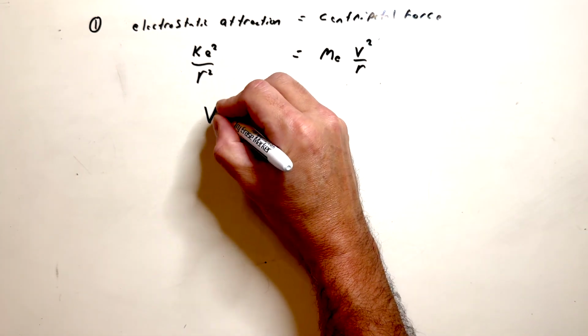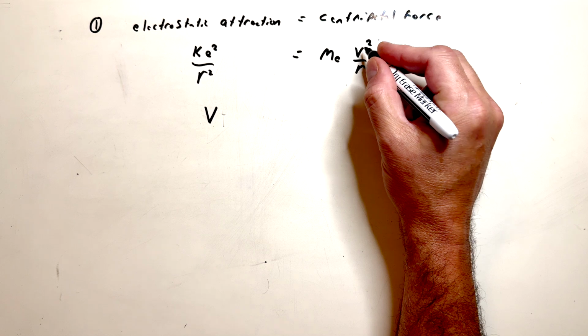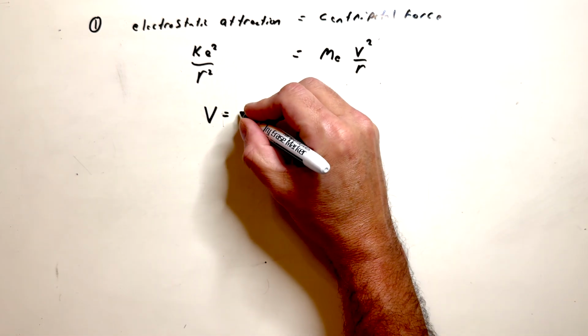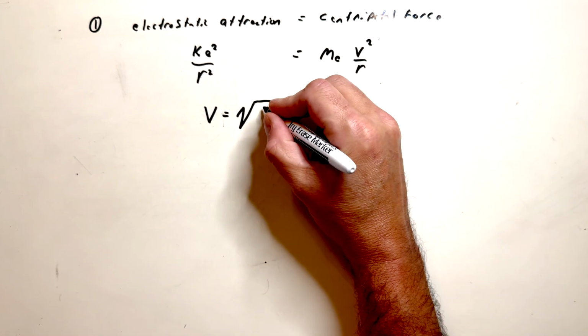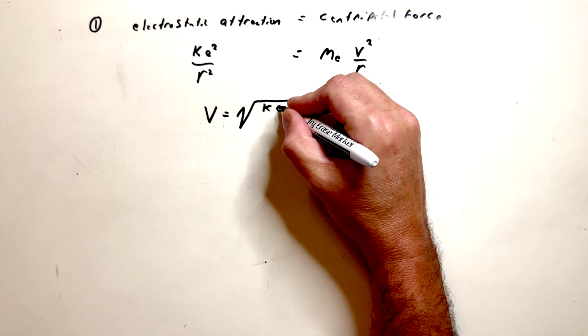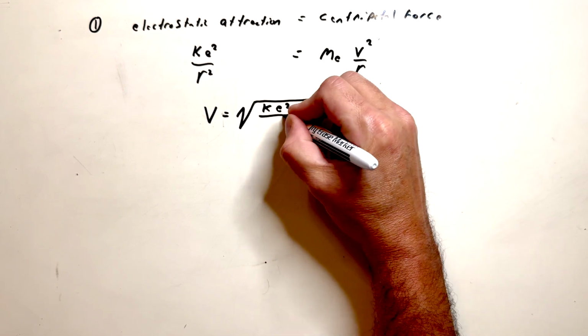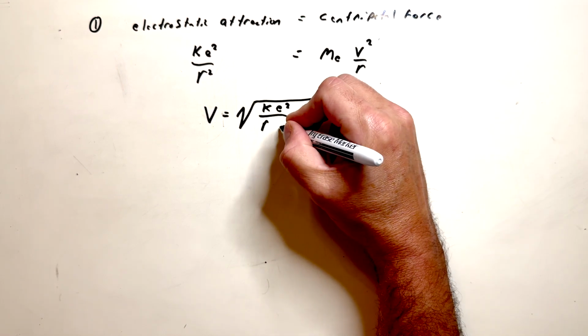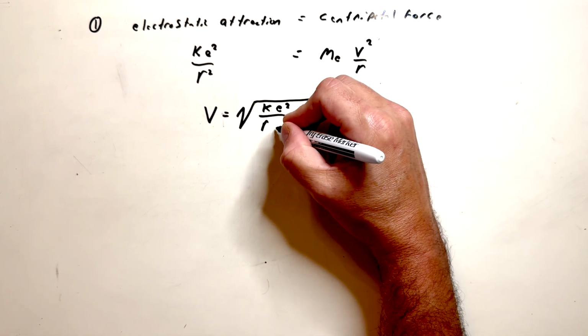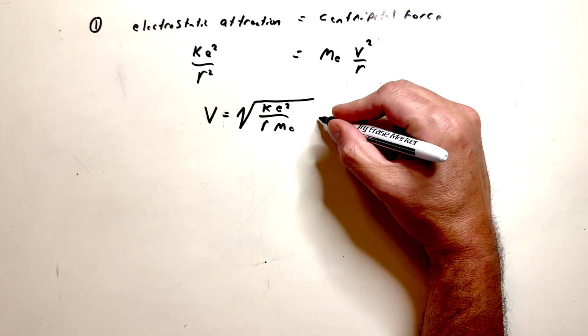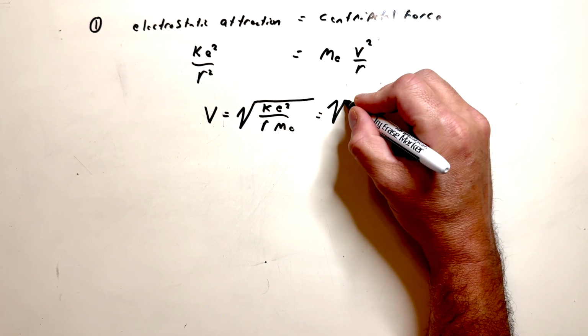And if we solve for the velocity, the velocity then is equal to the square root of the Coulomb constant times e squared, that's the charge squared, divided by the radius of the orbit times the mass of the electron. And then plugging these values in, what do we get?